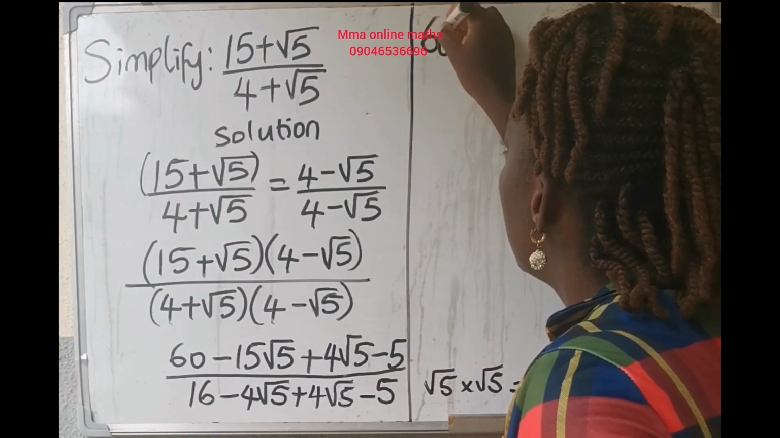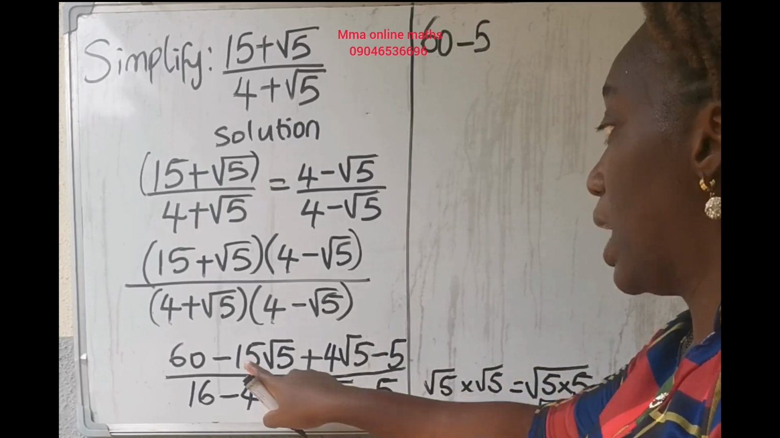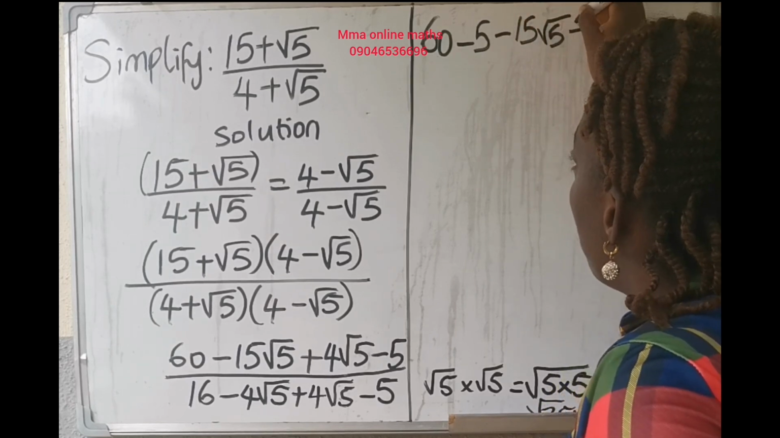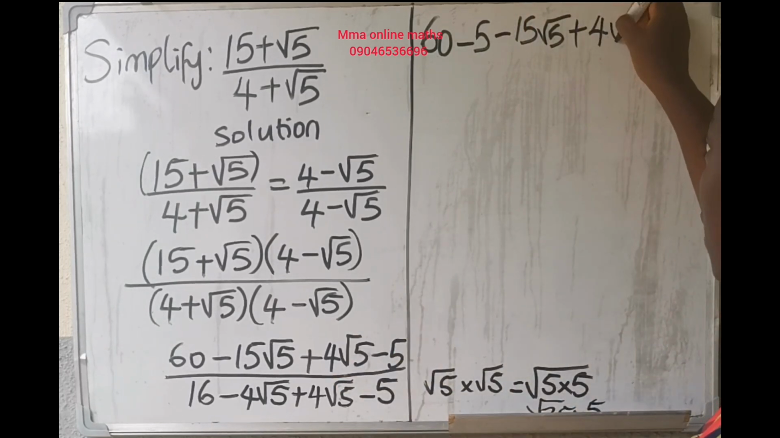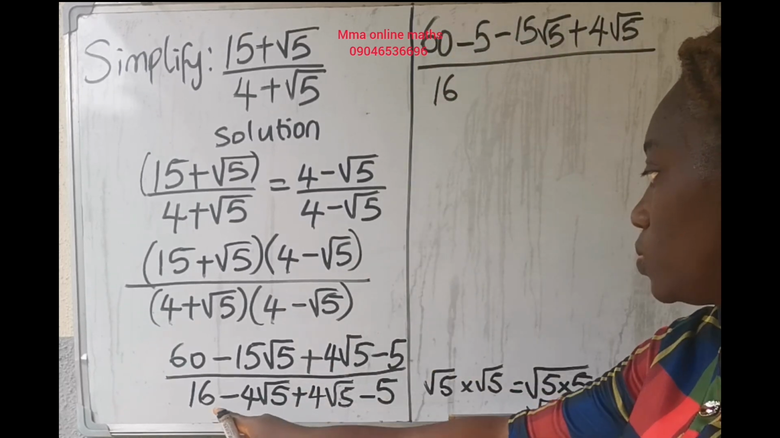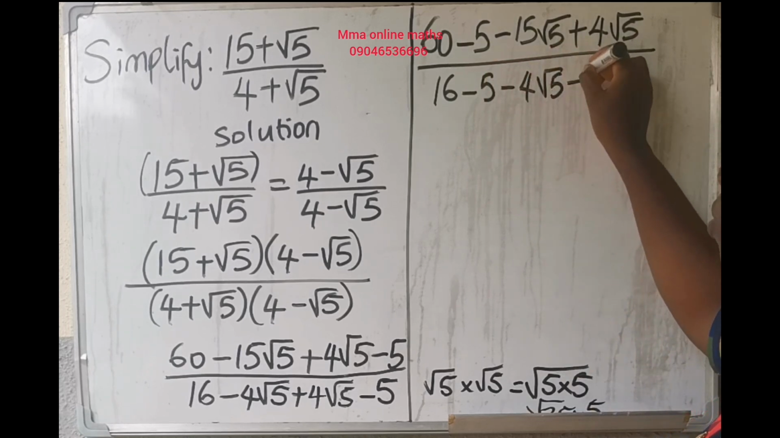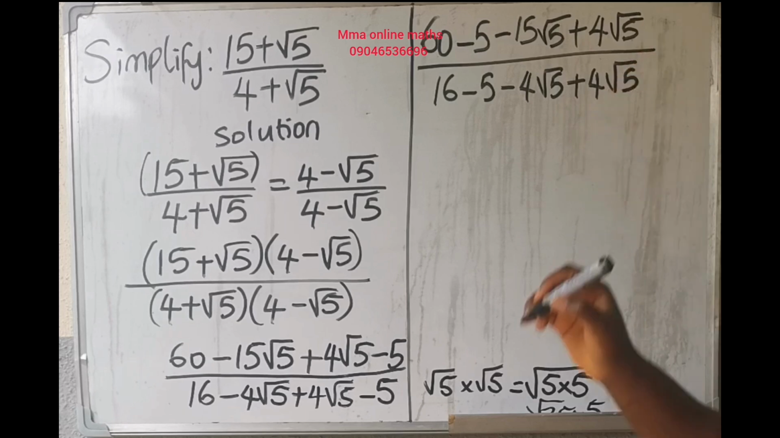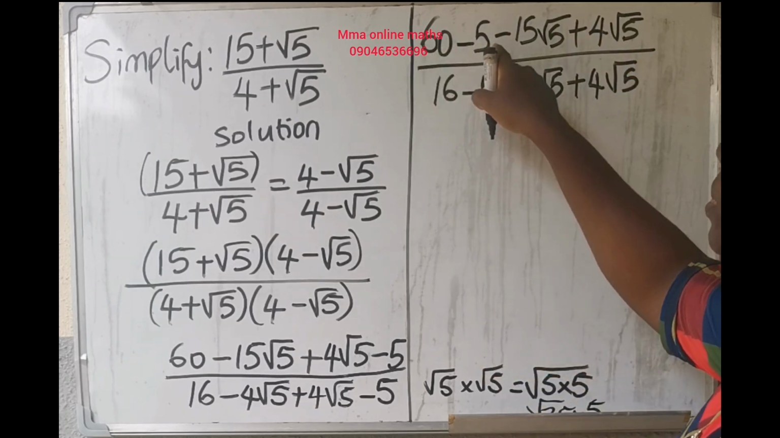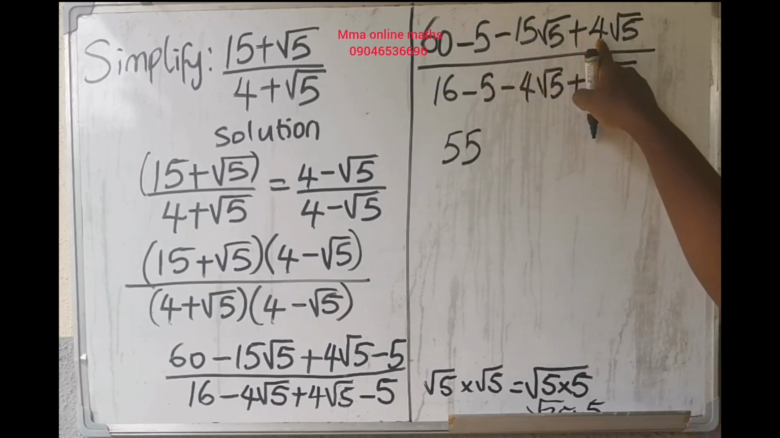We have 60 minus 5. Remember, the minus here belongs to this and not this. Minus 15 root 5 plus 4 root 5 over 16 minus 5 minus 4 root 5 plus 4 root 5. Now, we subtract or add, as the case may be. This 60 minus 5 will give us 55, minus 15 plus 4.